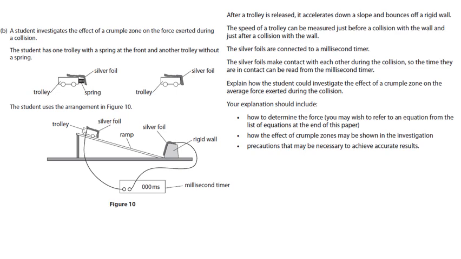So the idea is, when the foil first hits it, it starts a timer, and then it bounces, the spring recoils and the trolley moves back up the ramp, and then when the foil disconnects from each other, it stops the timer. So that's the basic idea here. What we want to describe is how to determine the impact force, how the effective crumple zones can be shown with this investigation, and how we can make sure our results are accurate.